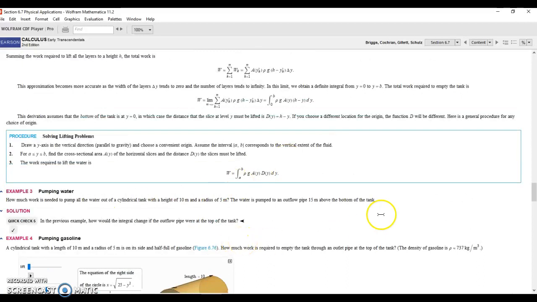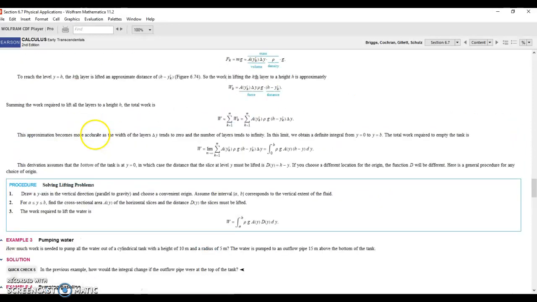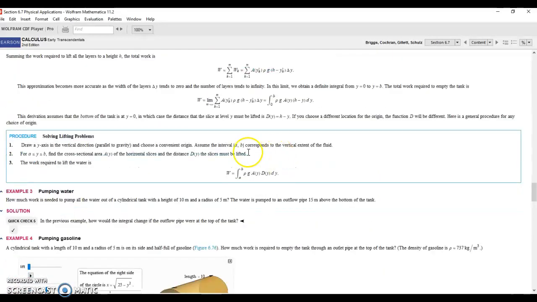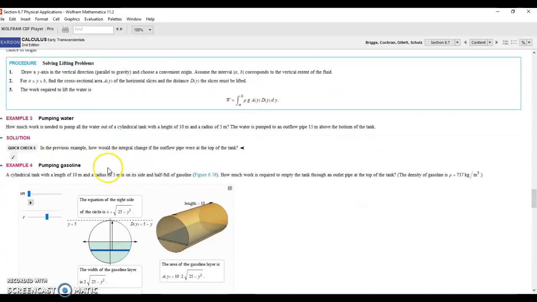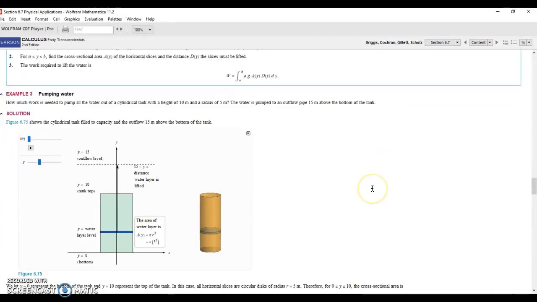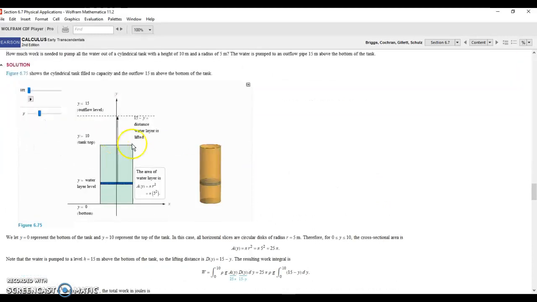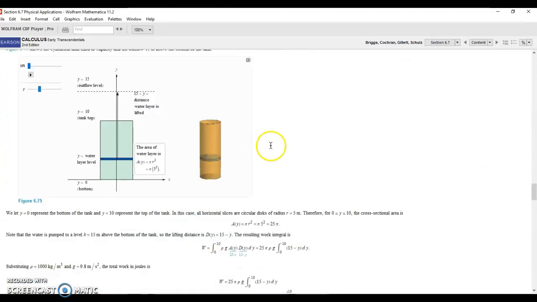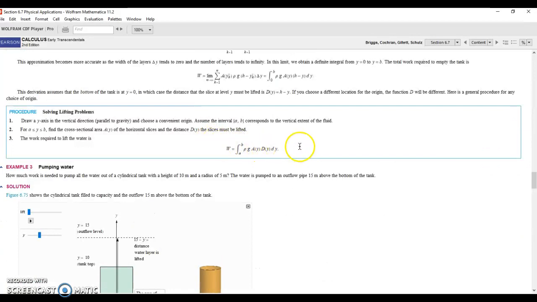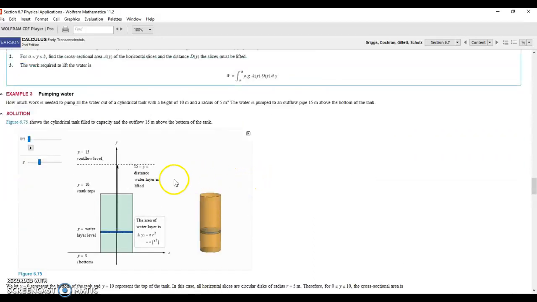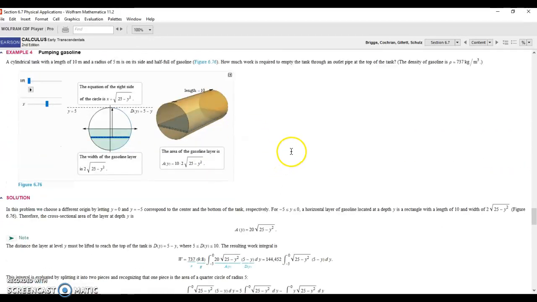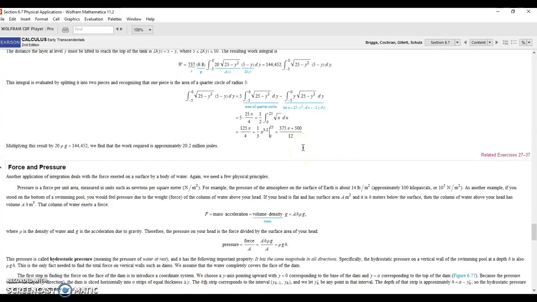Now things do get a little more complicated when we start to look at these things that they call lifting problems. So they give here a procedure for solving lifting problems, and then go through an example with pumping water, pumping gasoline. So example 3, example 4 with pumping water, pumping gasoline. They're using this formula here. There's a little bit of work in figuring out what A of y is going to be, what D of y is going to be, that sort of thing. I think we'll actually do one of these examples in class.